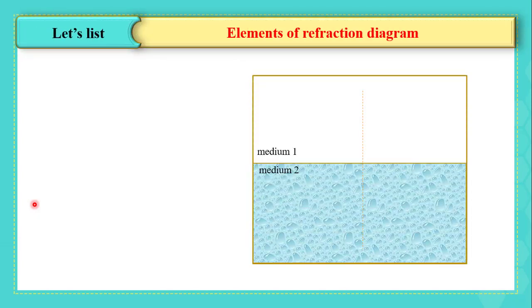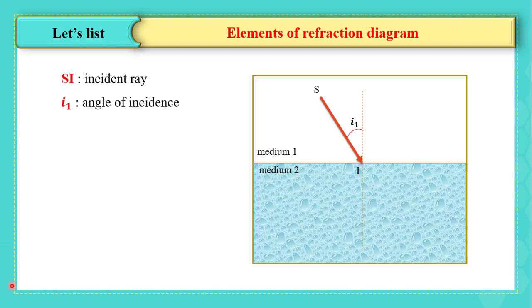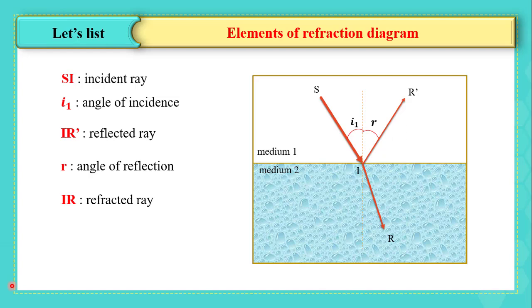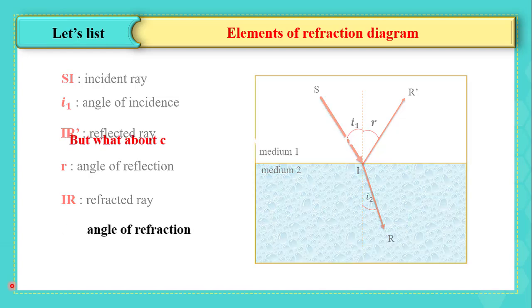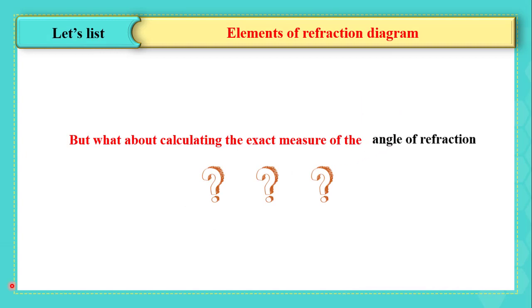Then, when a light ray strikes the interface of two mediums of respective indices n1 and n2, the elements of the refraction diagram are as follows. The incident ray SI, the angle of incidence I1, which is the angle between the normal and the incident ray, the reflected ray IR', and the angle of reflection R, the refracted ray IR, and the angle of refraction I2. But what about calculating the exact measure of the angle of refraction?